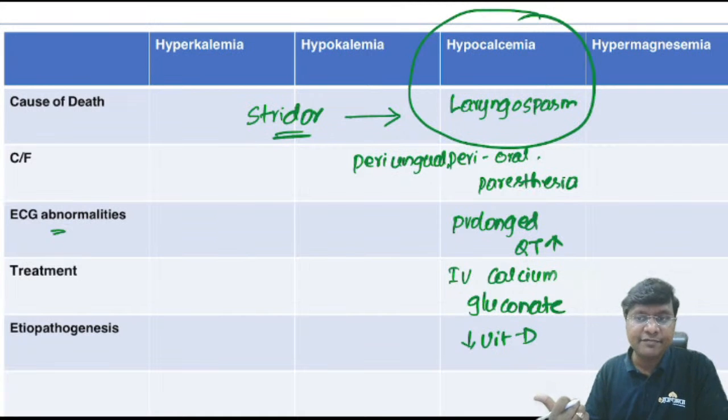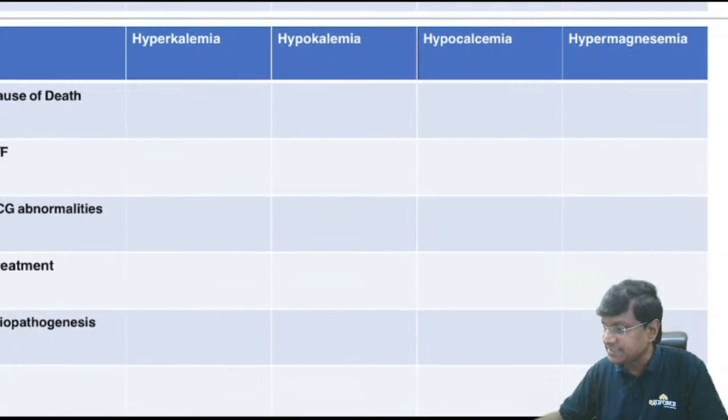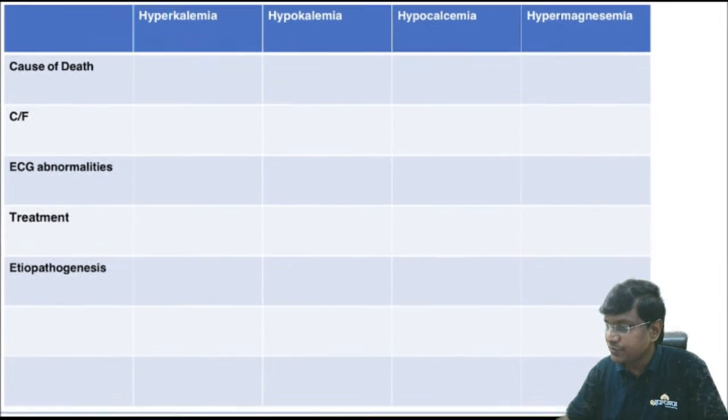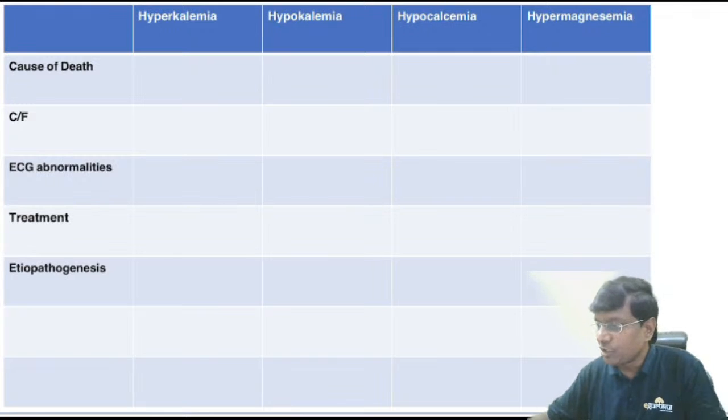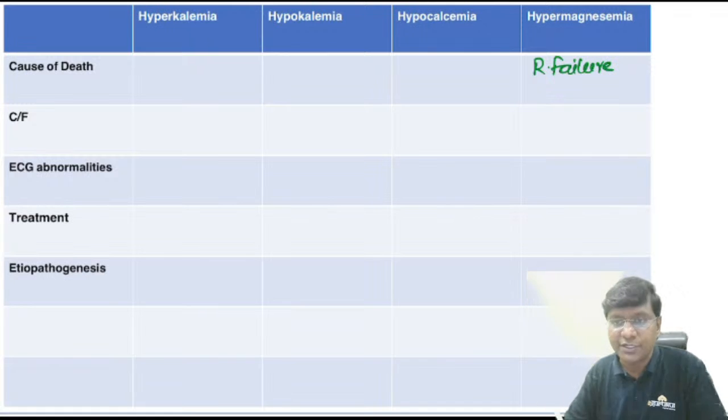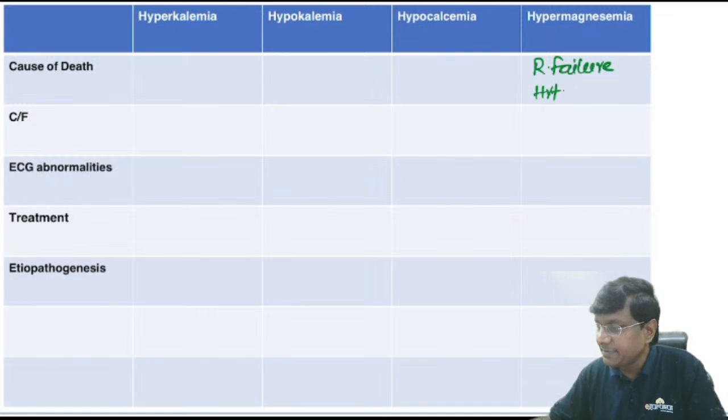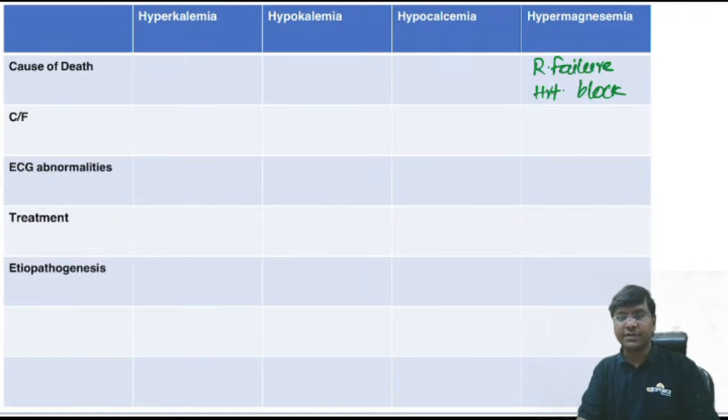Okay, then coming to hypermagnesemia. Already I have taught you the etiopathogenesis of hypermagnesemia. What is the etiopathogenesis? It is impaired renal excretion of magnesium. And what would be the cause of death in these individuals? Again, same story, that is respiratory failure, and there can even be development of heart block.